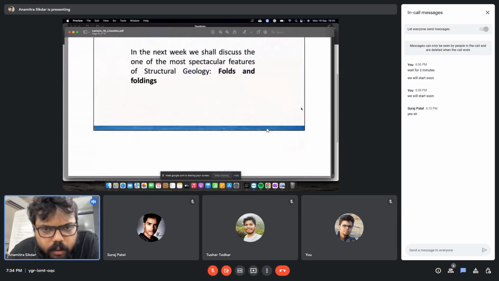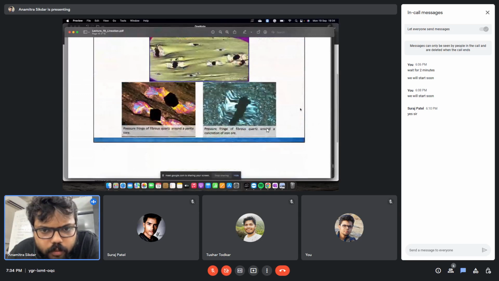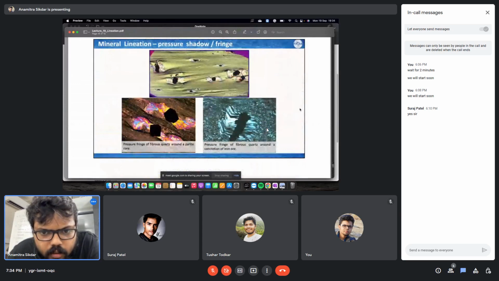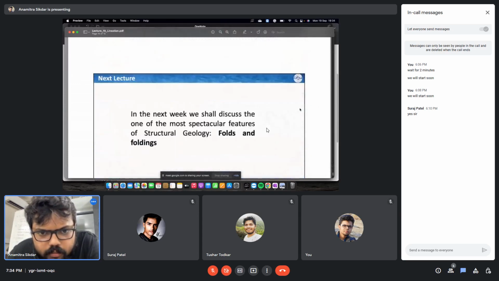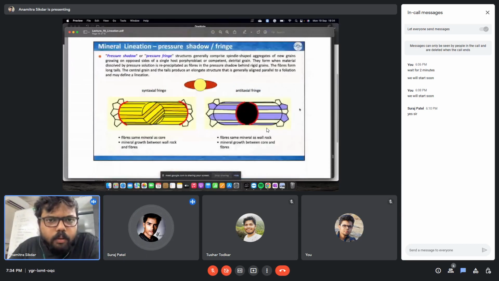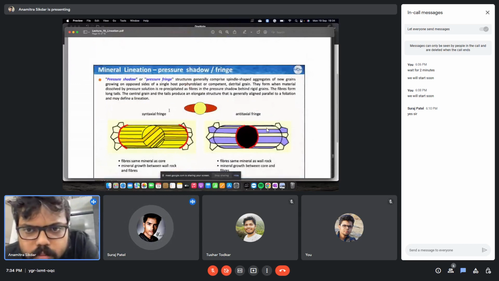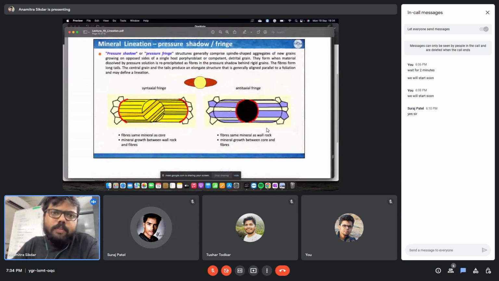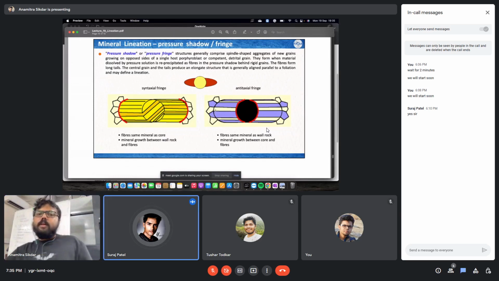Okay, so what I will do, I will upload different photographs of antitaxial fringe and syntaxial fringe. Everything you are seeing here, these are all, I guess, antitaxial. I will upload the natural photographs, if I can find them on the internet. So these are just different terms. What is the purpose of finding a pressure shadow is that you can get the x direction from the pressure shadow. All right.